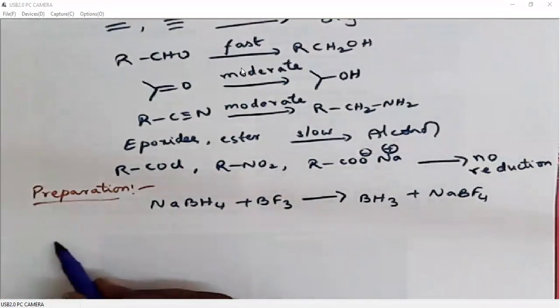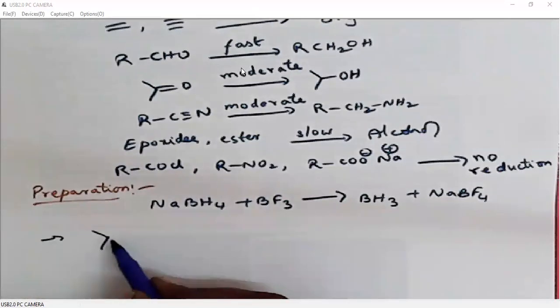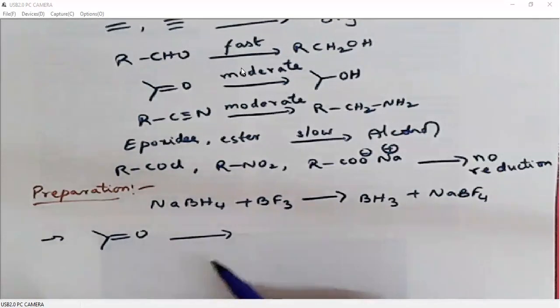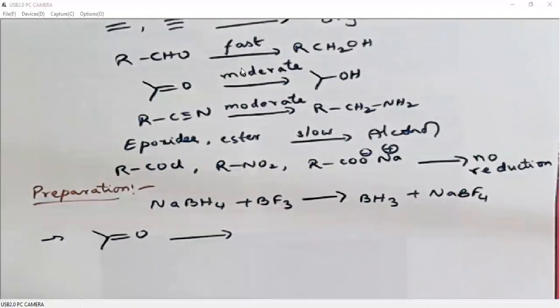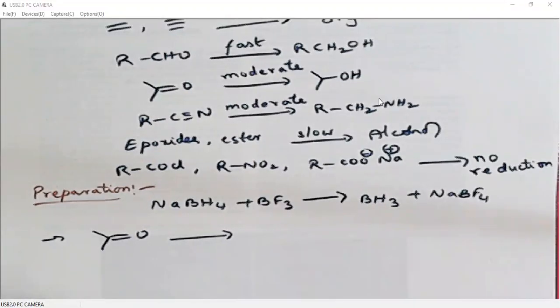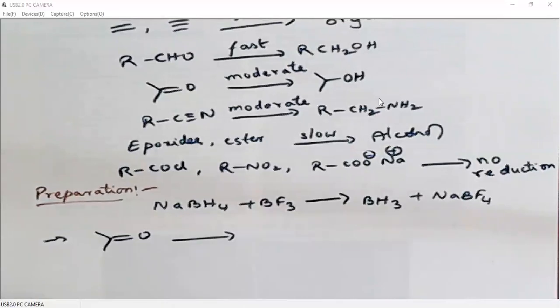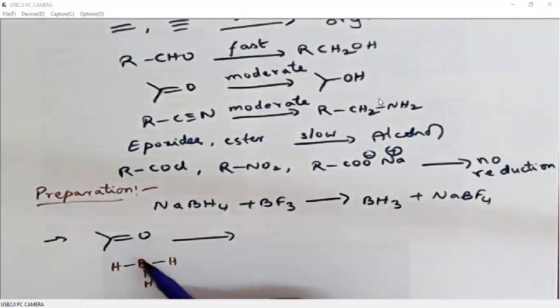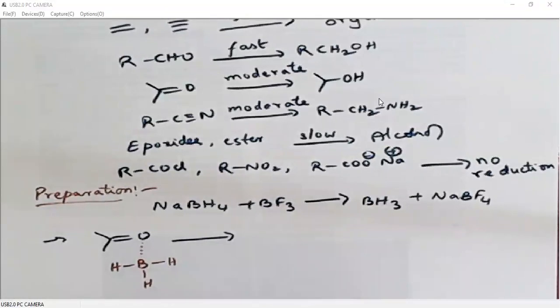Now we will see the reduction of carbonyls using boron, because I told you carbonyls can be reduced with boron. First I'll give that mechanism, then I will discuss the reduction of double bonds and triple bonds with boron. So how will boron reduce a carbonyl? It is similar to any hydride reducing reagent.